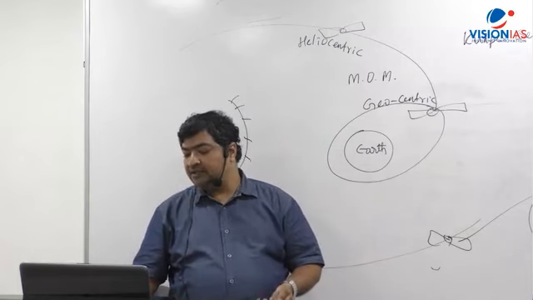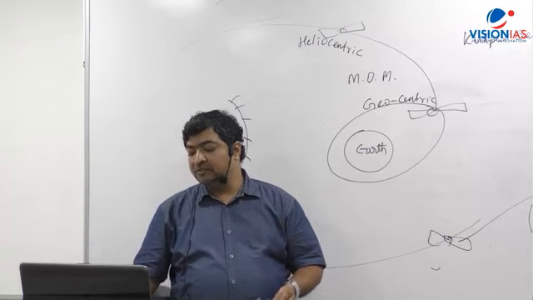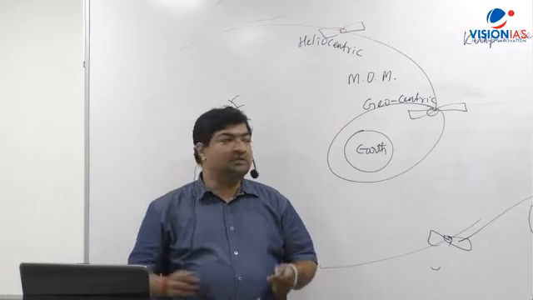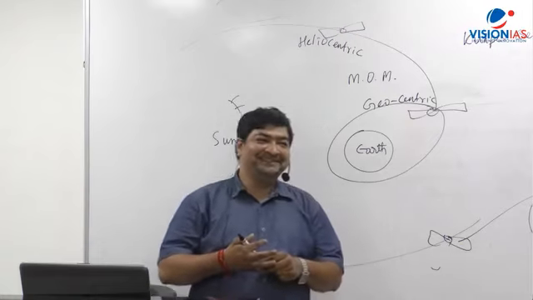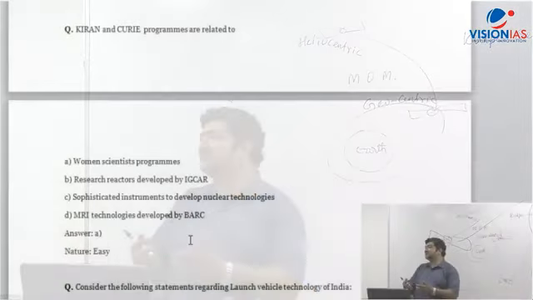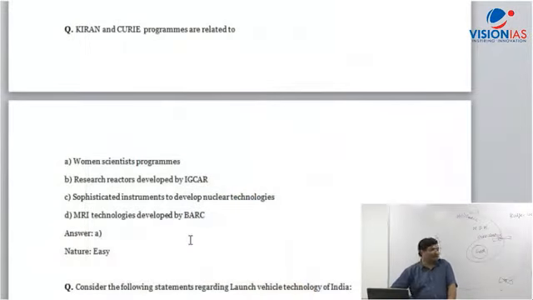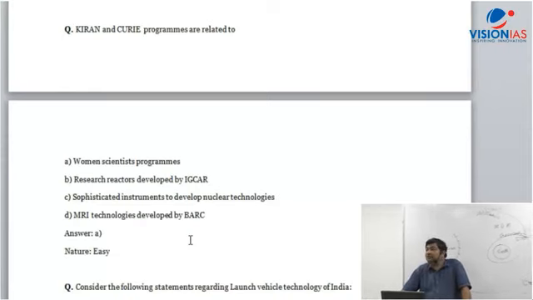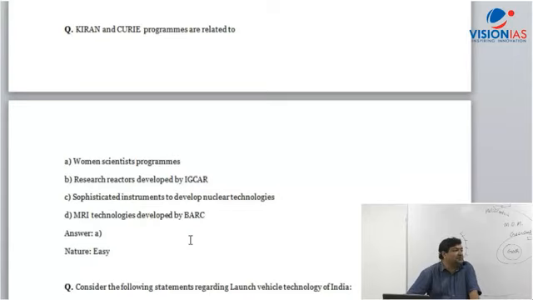Yesterday I discussed the Women Scientific Program Kiran. And there's something called Curie also. Curie is similar to Madame Curie, Nobel laureate. She won the Nobel Prize two times for her work. But Curie is a DST program, which gives funds to women universities. For their infrastructure, equipment, upgradation, money is given under the Curie program.